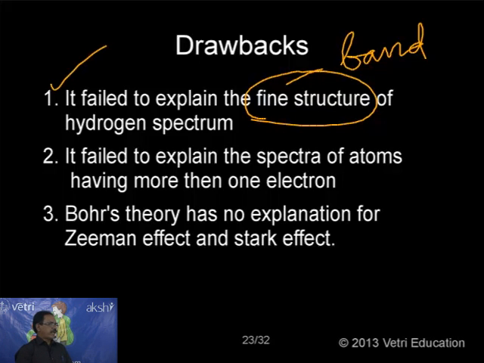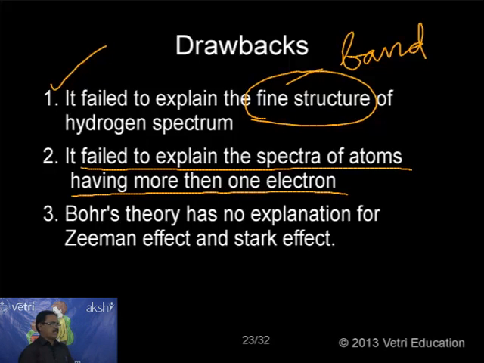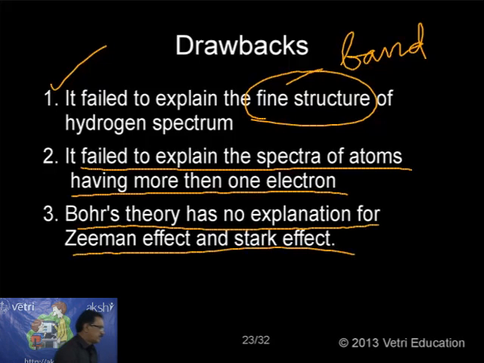The second drawback: it failed to explain the spectra of atoms having more than one electron. Hydrogen has only a single electron, but for any atom with more than one electron, Bohr's theory again fails to explain the spectra. And Bohr's theory has no explanation for the Zeeman effect and Stark effect.